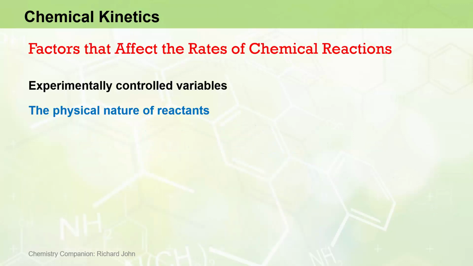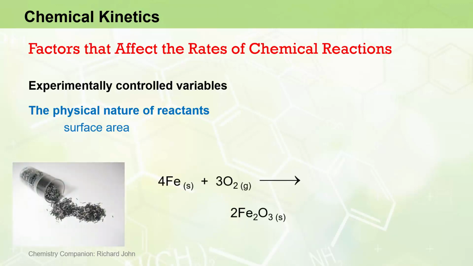Another experimental variable that we can control relating to the physical nature of the reactants is the surface area of solids in a heterogeneous reaction. For example, if we were to physically pulverize an iron sample, its surface area would be considerably increased, thereby increasing collision frequency and thus the rate of this rust-producing redox reaction.